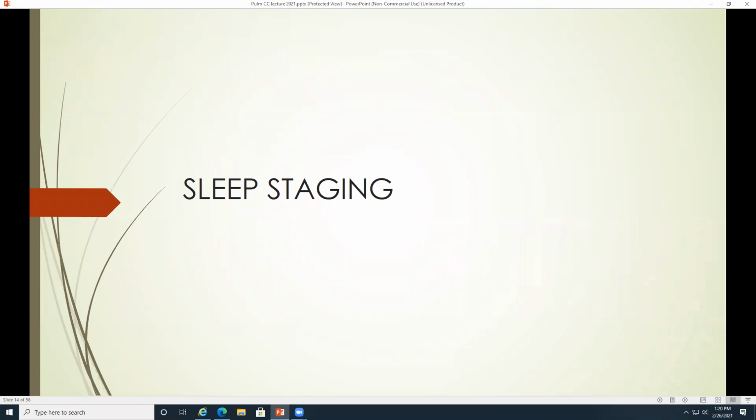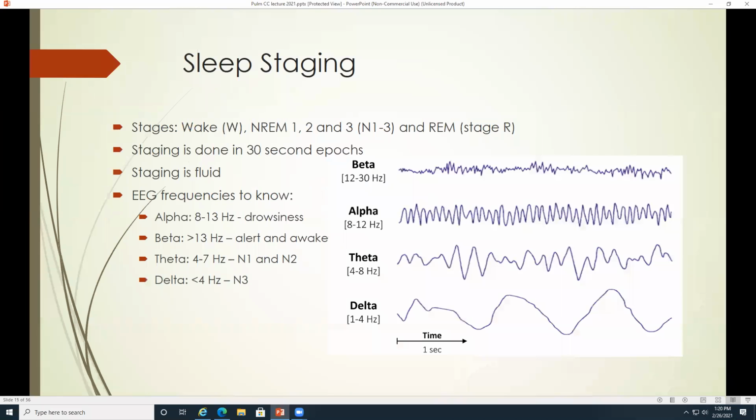All right, so now let's look at a bunch of sleep examples here. We'll go through what makes each sleep stage. There are 5 stages to be aware of: wake, NREM 1, 2, and 3, or N1, 2, and 3, and then there's stage R or REM sleep. Staging is done in 30-second epochs. That word looks like epoch, but it is pronounced epoch. Staging is very fluid. There are a lot of things that are borderline. Two physicians reading it may not agree on the same staging.